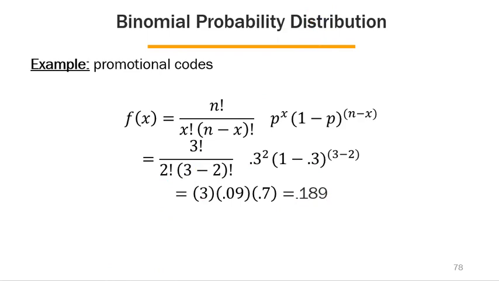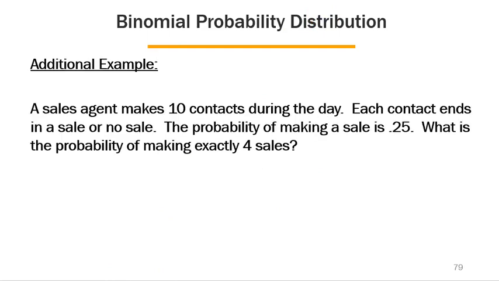So that's one example. And then in another example, and I'll encourage you to pause the video here to work through this one, you have a sales agent that makes 10 contacts during the day. Each contact ends in a sale or no sale, and the probability of making a sale is 0.25. What is the probability of making exactly 4 sales? So I encourage you to pause this to work through and get the answer, and then check here with you in just a second.